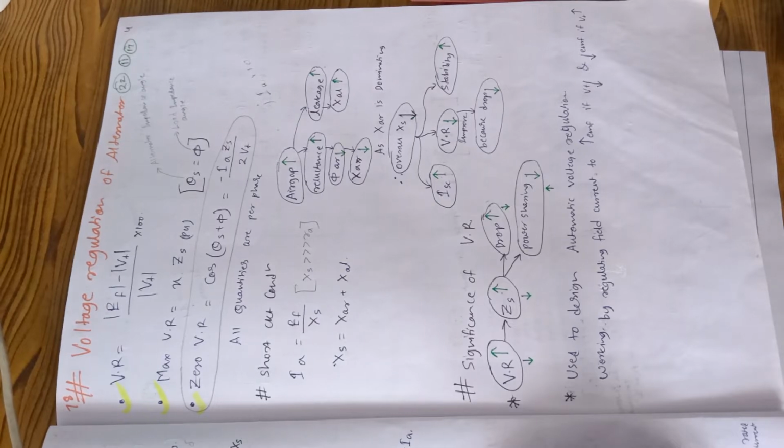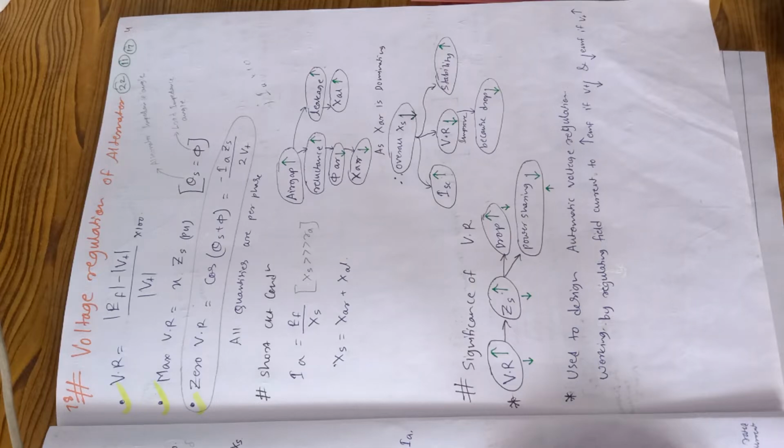Voltage regulation in alternator. Voltage regulation basically means the change in full load voltage with respect to no load voltage. There are three types of voltage regulation: positive, zero, and negative. When full load terminal voltage is less than the no load terminal voltage, it is called positive voltage regulation. When it is equal to the no load terminal voltage, it is called zero voltage regulation. When it is greater than the no load terminal voltage, it is called negative voltage regulation.